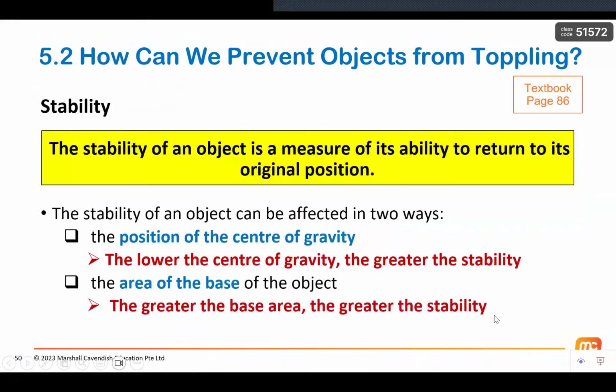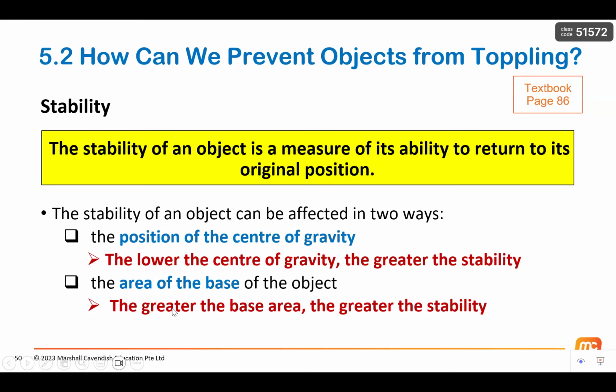So the stability of an object is a measure of its ability to return back to its original position after it has been tilted by a small amount. The stability of an object is affected by the center of gravity in two different ways. Firstly, by the position of the center of gravity: the lower the center of gravity, the greater the stability of an object. And it is also affected by the base area of the object. The greater the base area, the greater the stability of an object.